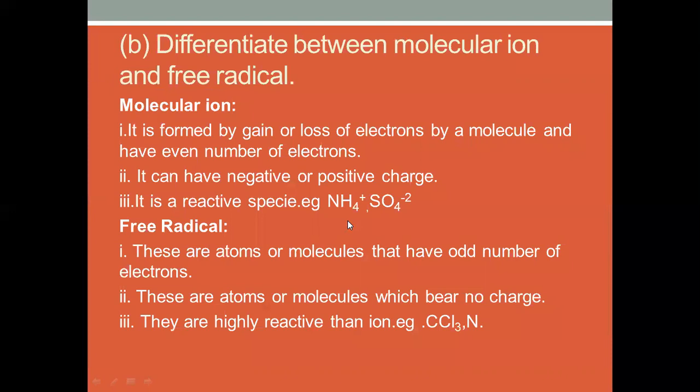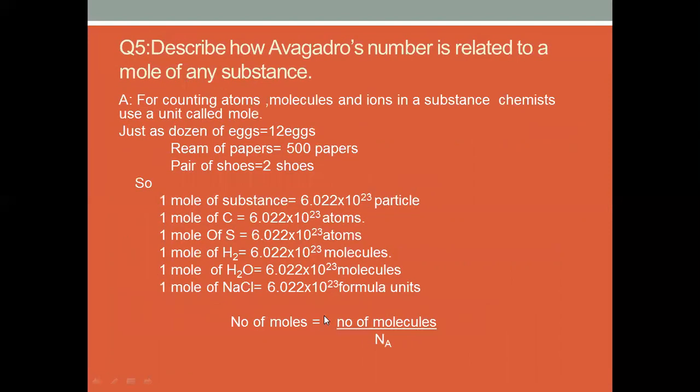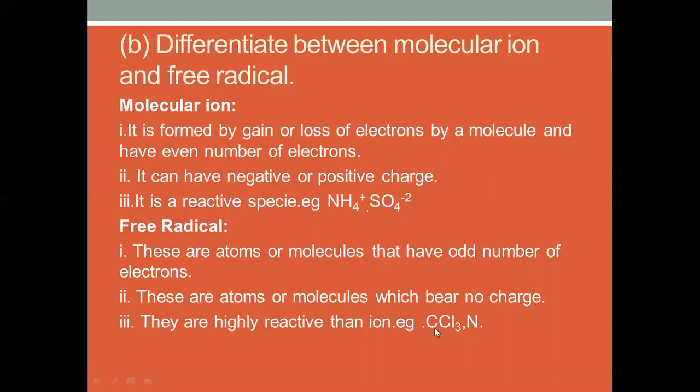Differentiate between a molecular ion and a free radical. A molecular ion is formed by gain or loss of electrons by a molecule and has an even number of electrons, the same as atomic ions. It can have a negative or positive charge, and it is a reactive species. Examples are the ammonium ion, a molecular cation, and the sulfate ion, a molecular anion. Free radicals are atoms or molecules that have an odd number of electrons. They bear no charge, and they are more reactive than molecular ions. Examples of free radicals are the trichloromethyl radical and nitrogen oxide.